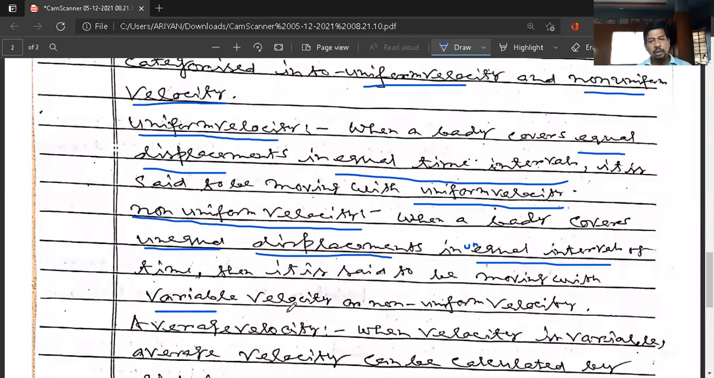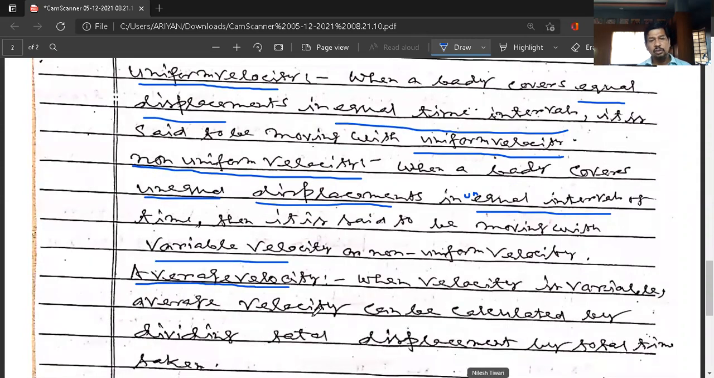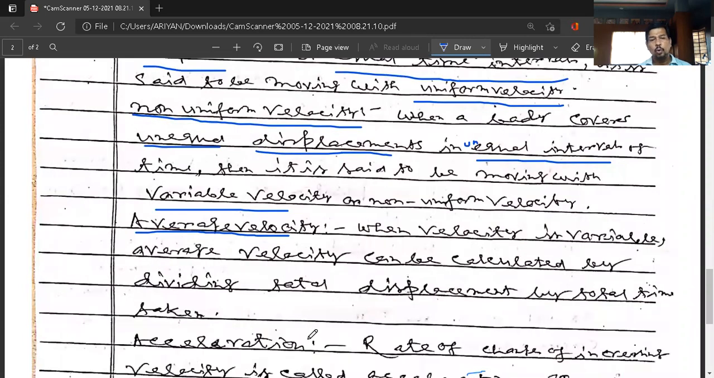এবার average velocity দেখো. When velocity is variable, the average velocity can be calculated by dividing the total displacement by total interval of time. যেমন total distance by total time था average speed, তেমনি average velocity में total displacement by total time taken.